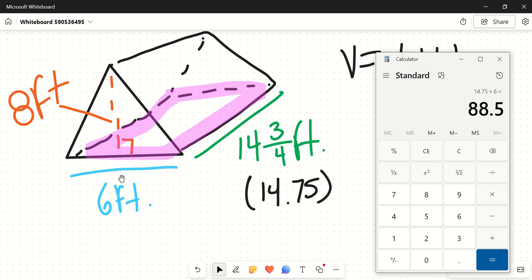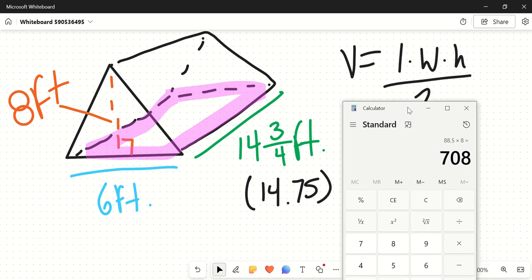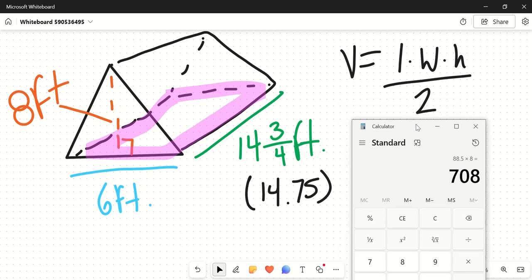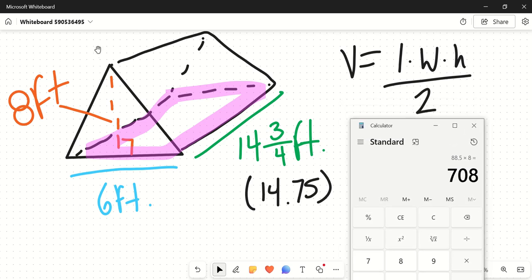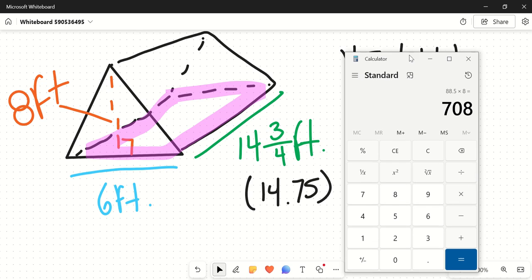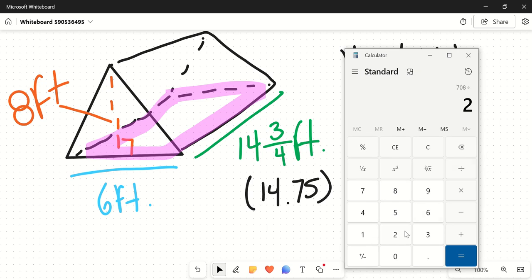So we found these two multiplied equals 88.5. Then we multiply it by what, Pixar? By the height, which is what? We're going to multiply it by 8. That gives us 708 feet cubed, but it's a what, ladies and gentlemen? It's what? A triangular prism, which means I have to take this number and divide it by 2.